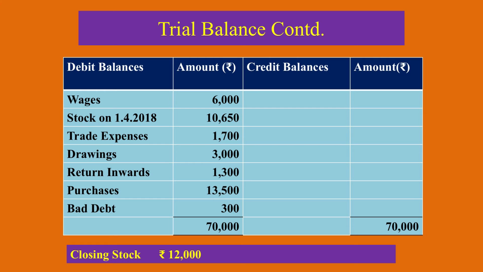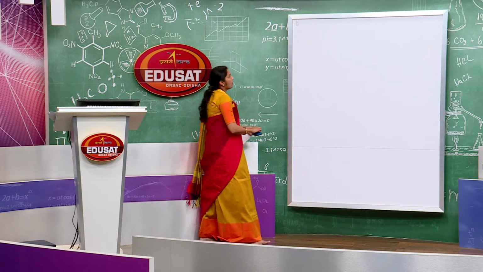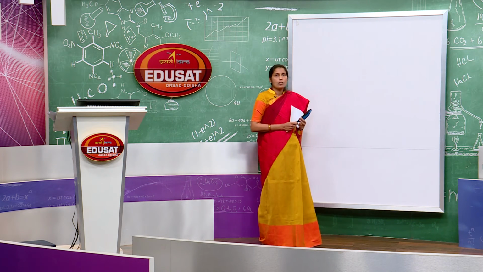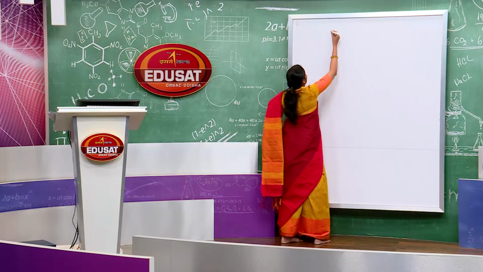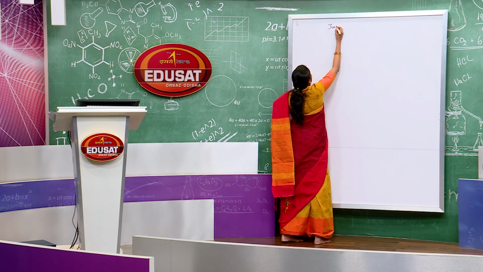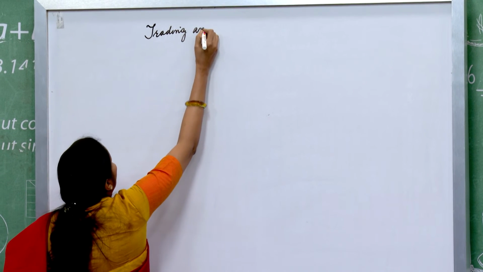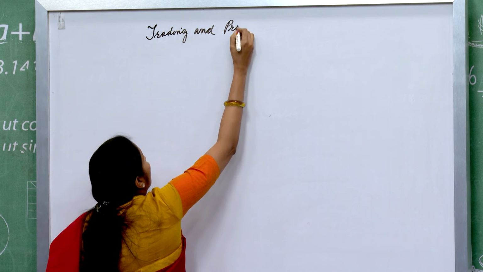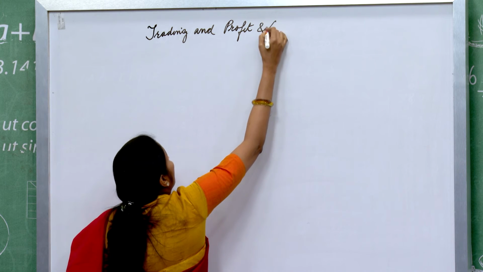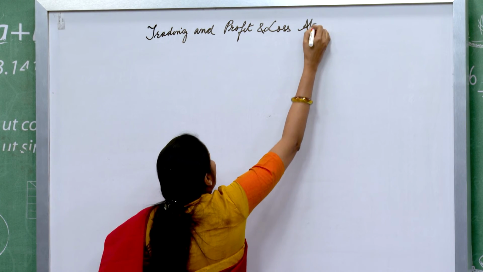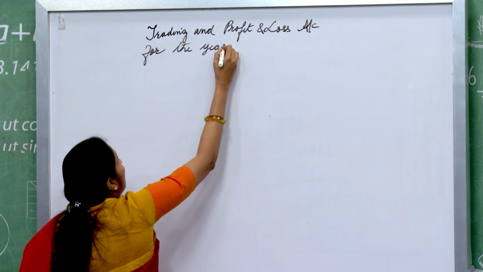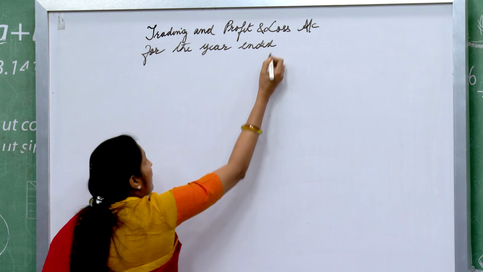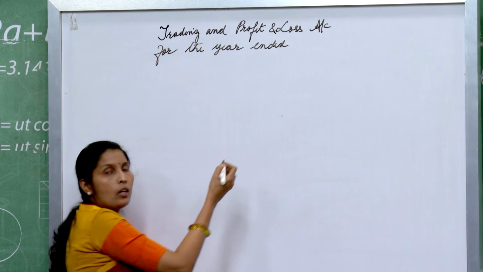So, are we all ready to go for the solution? So, let's take a look at the solution. First we will prepare the trading account and profit and loss account. So, let's take a look at that. Trading and profit and loss account for the year ended, that is given to us is 31st March 2019.